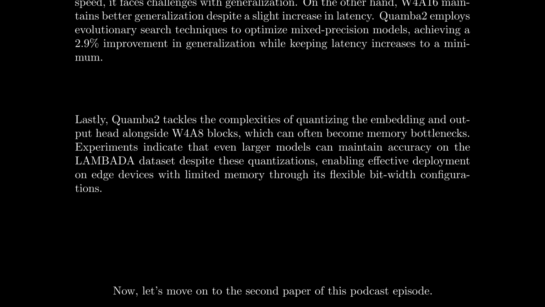Lastly, QAMBA 2 tackles the complexities of quantizing the embedding and output head alongside W4A8 blocks, which can often become memory bottlenecks. Experiments indicate that even larger models can maintain accuracy on the Lambda dataset despite these quantizations, enabling effective deployment on edge devices with limited memory through its flexible bit width configurations.